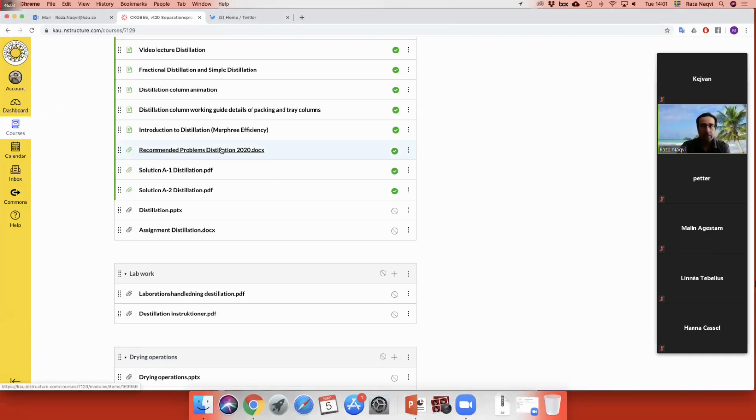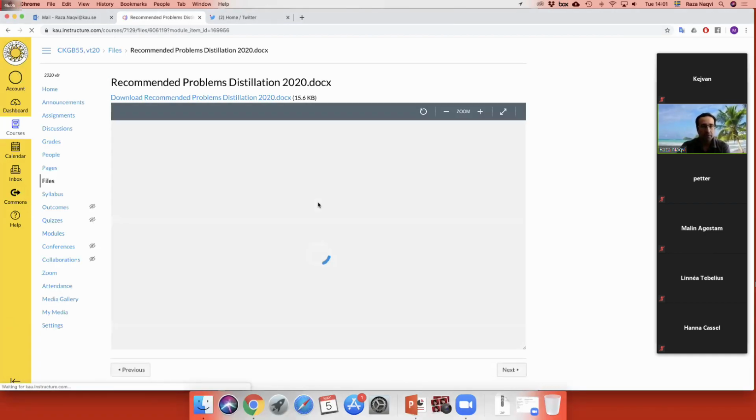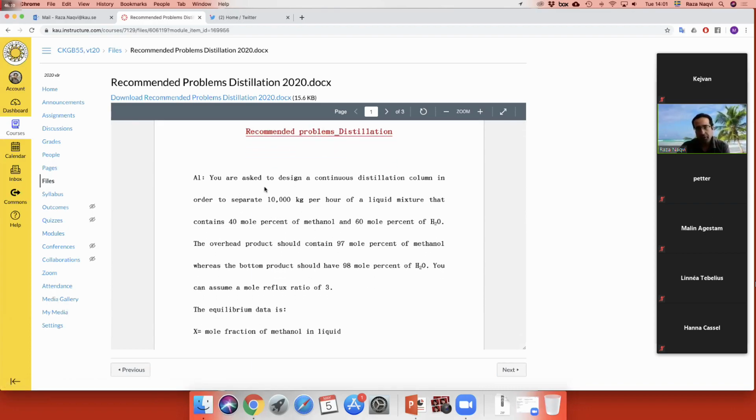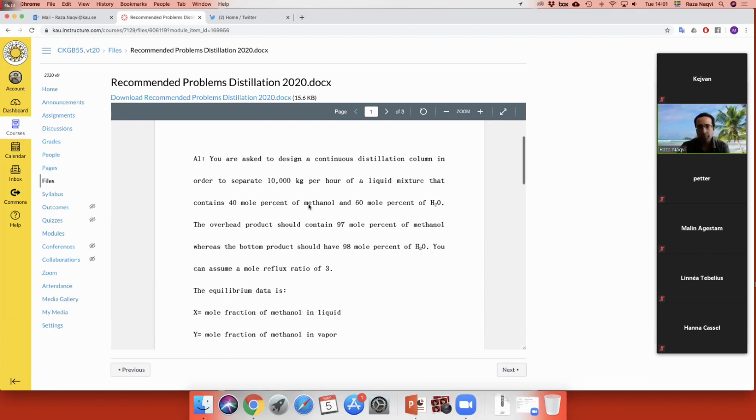So I have recommended some problems for the distillation. There are two problems. In one problem, you are asked to design a continuous distillation column to separate 10,000 kilograms per hour of a liquid mixture that contains 40 mole percent of methanol and 60 mole percent of water in the feed. The overhead is 97 mole percent methanol, and the bottom product contains 98 mole percent water. So it means there will be 2% methanol in the bottom product.